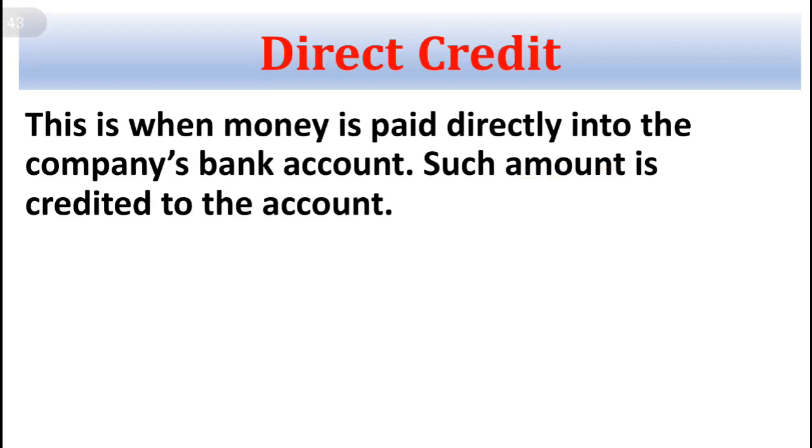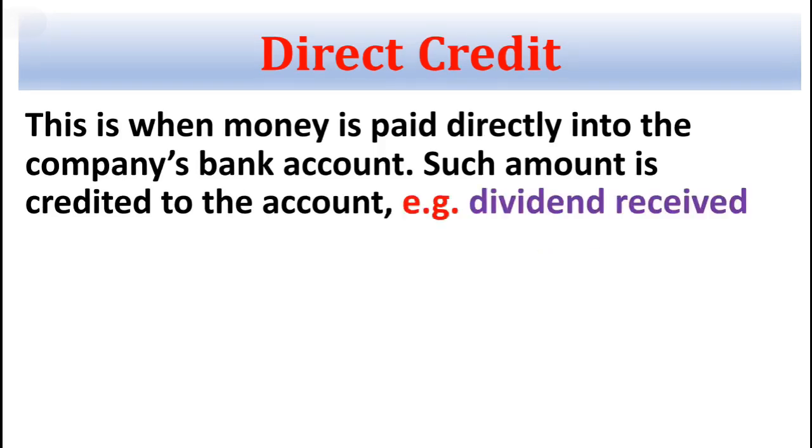If you are talking about direct credit, it's the opposite of direct debit. That is when money is paid directly into the business account without the consent of the business. So this occurs when money is paid directly into the company's bank account. Such an amount is credited to the account. And a good example of it is dividend. But we all know what dividend is. That is the share of profit from other businesses that the business invested in.